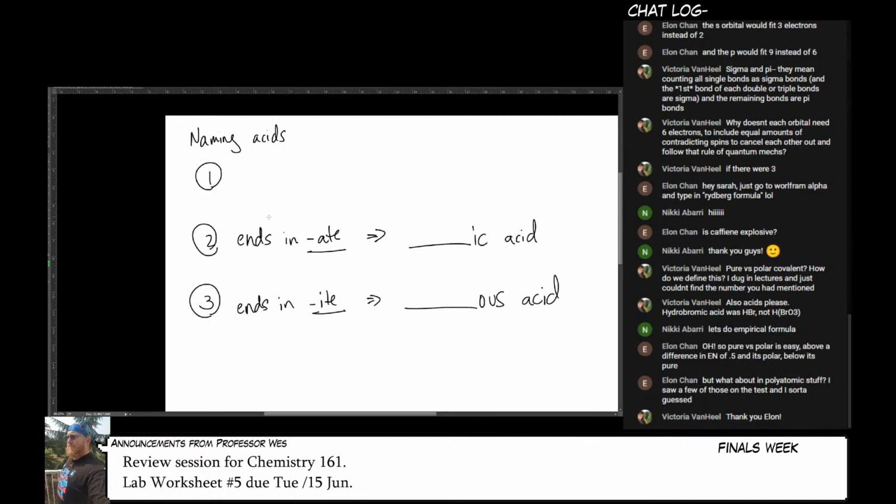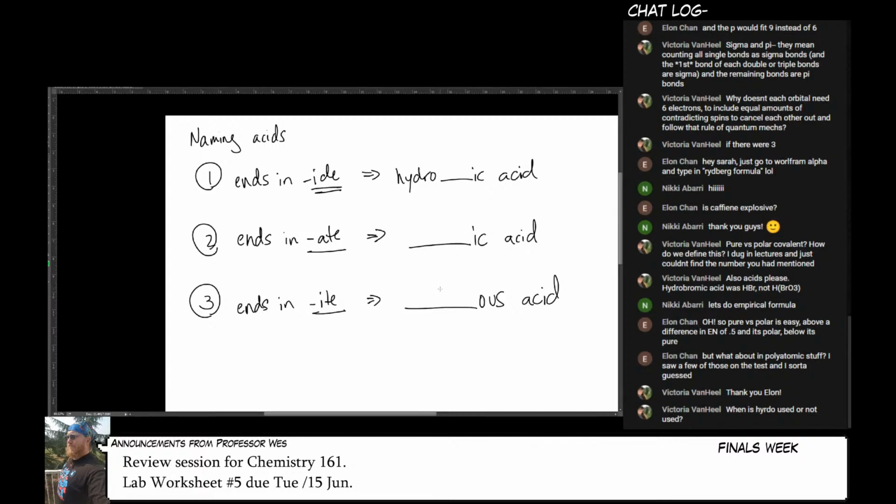But there's really just one more. And this is for binary acids, like chloride, bromide, iodide, etc. And so that's the pattern. So when is hydro used or not used? When the ion you're working with ends in ide.